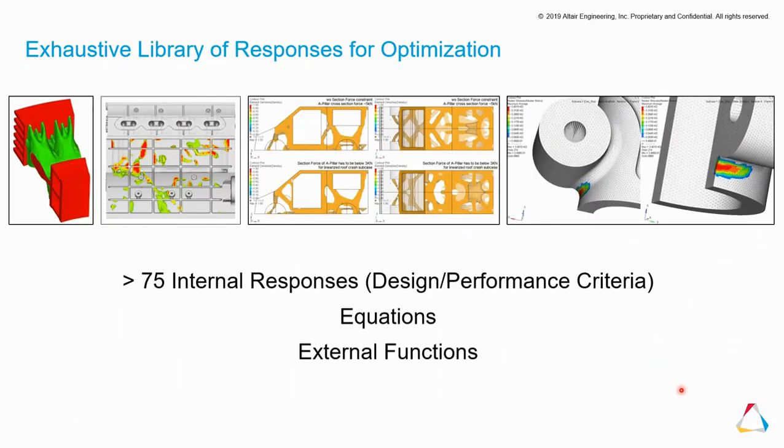And the last point on the optimization benefits is that of the exhaustive response library. Now, why is this important? Because these responses are essentially design criteria. So, for example, we're talking about stresses, displacements. It could be frequencies, it could be fatigue life, it could be damage, and so on. So with OptiStruct, we have over 75 such responses that basically allow you to formulate the optimization problem to account for the different physics that you need to capture in your optimization. And so that's another key differentiator, where this allows you a lot of flexibility in formulating the optimization problem to meet your specific requirements.